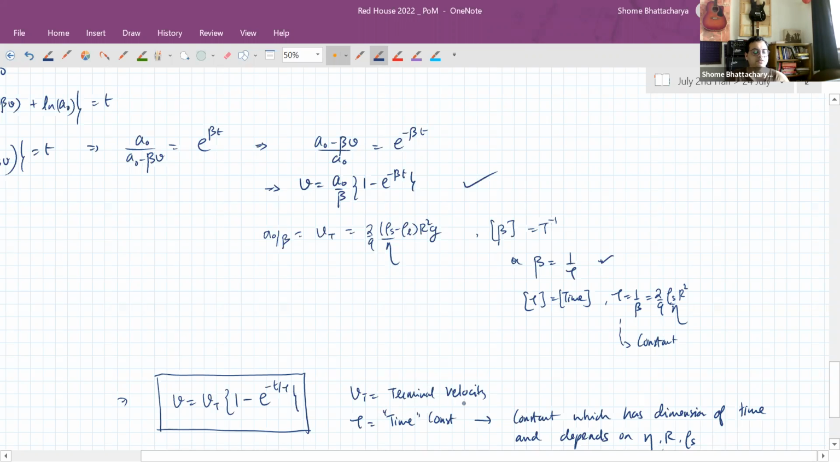So for example, if you have a system whose time constant's value is in seconds, then the values of eta, r and the density of the solid, etc., are such that the value of time constant is in seconds, then the amount of time it takes to reach terminal velocity will have the order of magnitude of seconds. But for example, if the time constant has a value which is much larger, in minutes or something, then such a system with the object falling will take a lot longer to reach the terminal velocity.